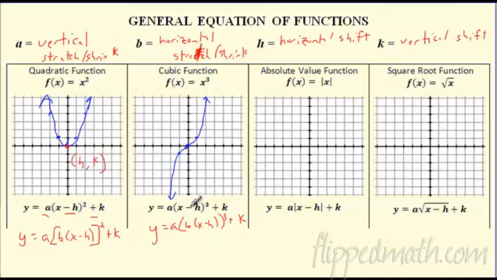So where's h and k in this one? I'll make sure you know where h and k is. H and k is the origin. This is like a point of inflection. This is just the main point that gets moved around here. So h and k is very important here.